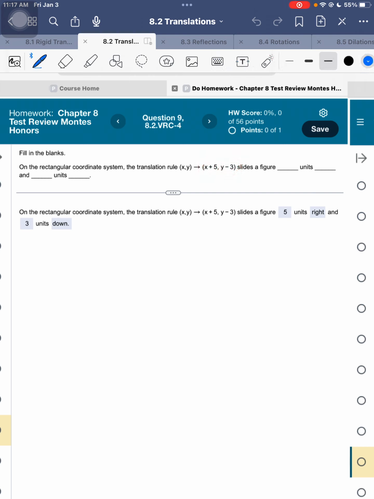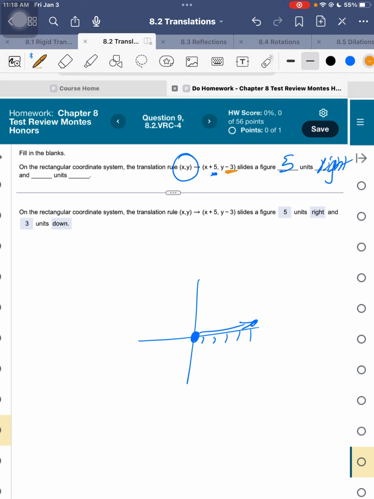So that means if I'm doing x plus 5, I'm moving to the what? I'm moving to the right. If this is my coordinate plane, and let's say my (x, y) is (0, 0) right here, and I move 5 to the right, I'm going to move 5 units this way, correct? So I'm moving 5 units to the right. And if I move y minus 3, I'm going to have to start here and go down 3. So I move 3 units down.